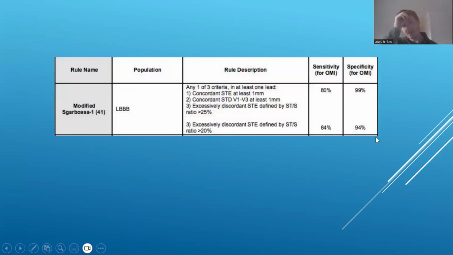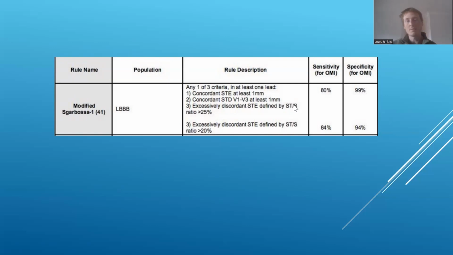So here's the rule, and it's basically what we just talked about. And you can see here that the sensitivity and the specificity is actually really high. Now, I do want to focus a little bit on some of the literature that supports the modified Sgarbossa criteria and where it's come from. So I'm just going to get my notes on the papers up. I know that you can't see them, but we'll talk about them.